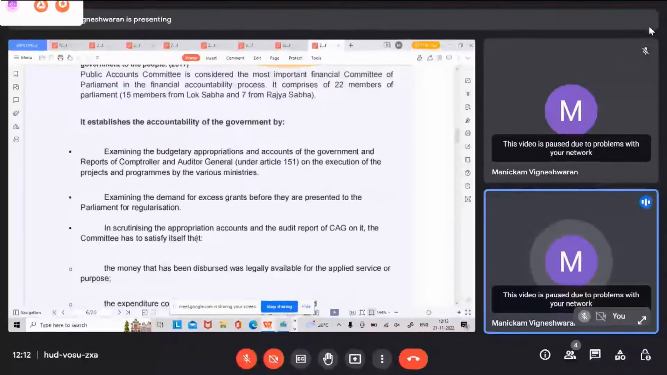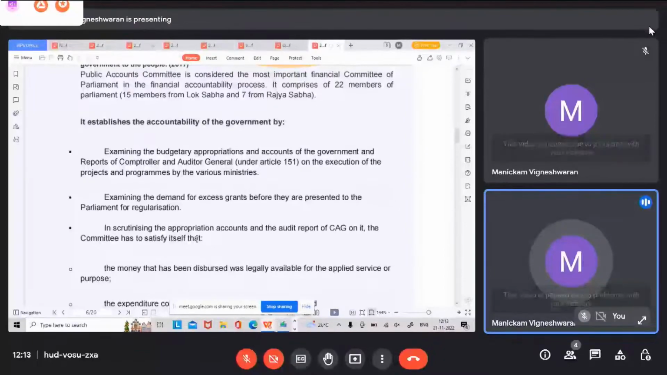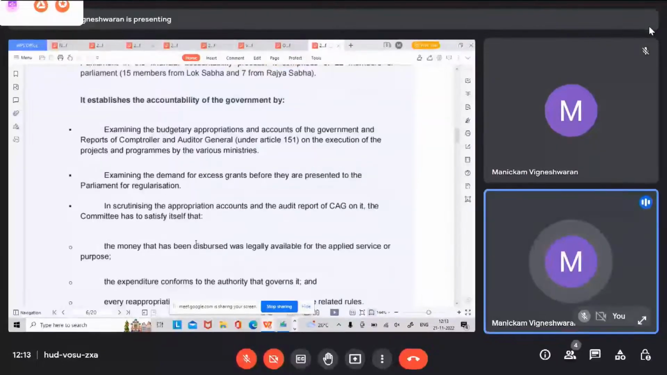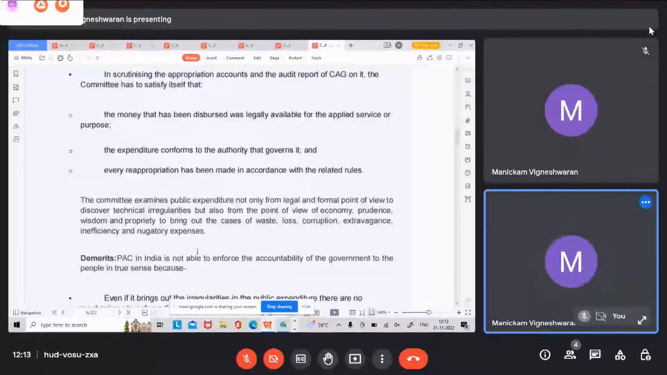Examining the demands for excess grants before they are presented to Parliament, the appropriation accounts and the audit report of the CAG. The committee has to satisfy itself that the money that had been disbursed was legally available for the applied service. The expenditure conforms to the authority that governs it. Every reappropriation has been made in accordance with the related rules.